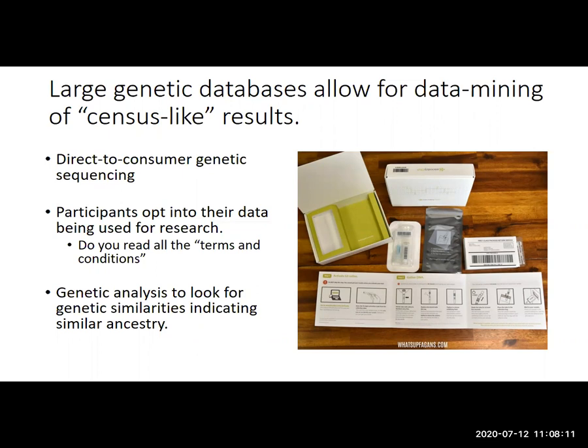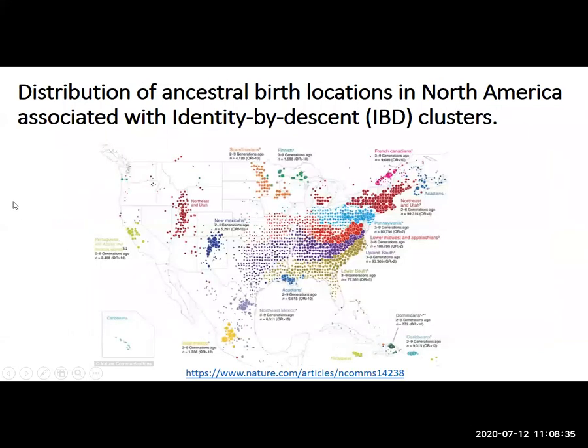So what you're doing when you're sending in your genetic sample, your DNA sample, your saliva in this case, is they're going to be doing genetic analysis to look for similarities between individuals, and they're going to use that information to determine similar ancestry. And they're going to do this worldwide to try to get an idea about heritage, where people's families, where their ancestors moved from. So one example of this is a Nature article relatively recently. This is the distribution of ancestral birth locations.